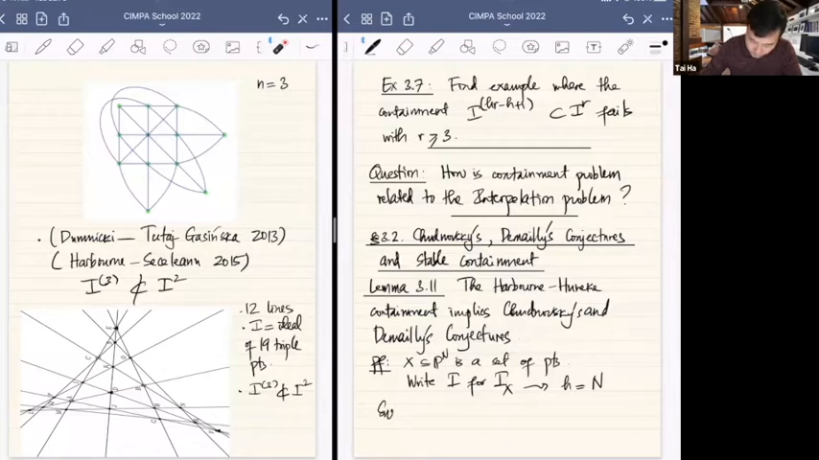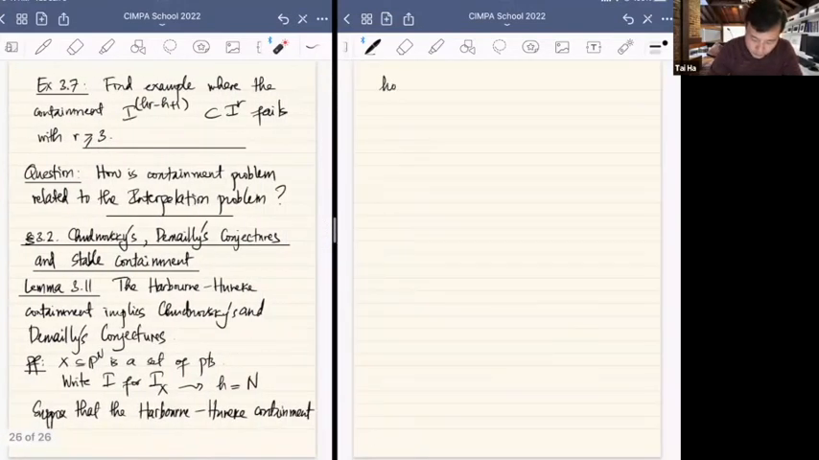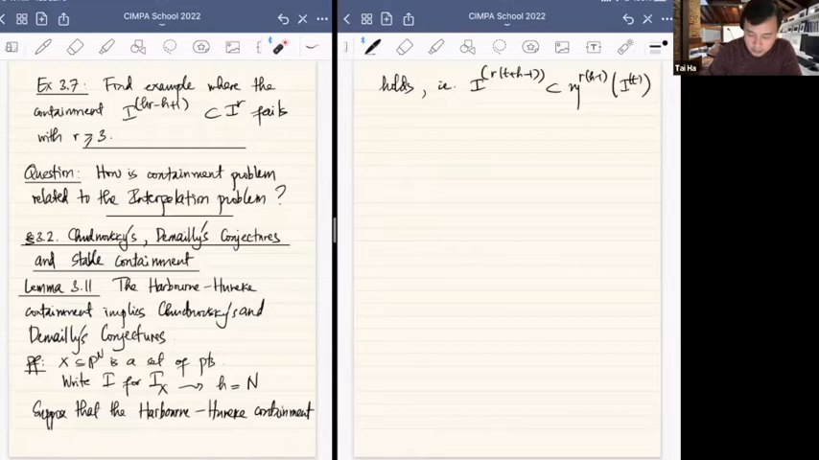So suppose that the Hilbert-Huneke containment holds. Let me just work with the more general version, because the other, simpler version would be similar and actually easier to work with. Suppose that you have this containment: I symbolic power rt plus h minus 1 is contained in M to the r(h minus 1) times I symbolic power t to the power r.